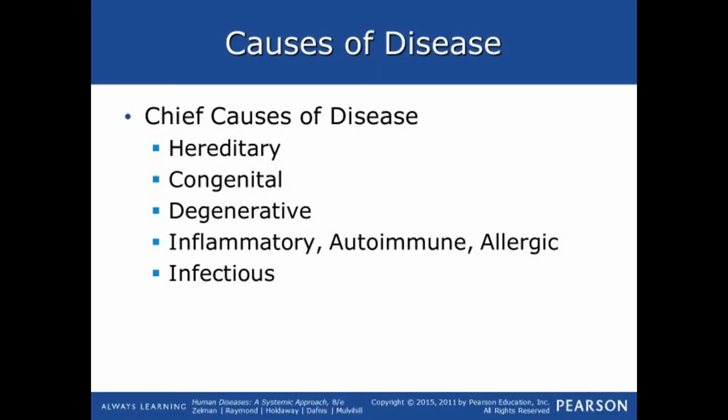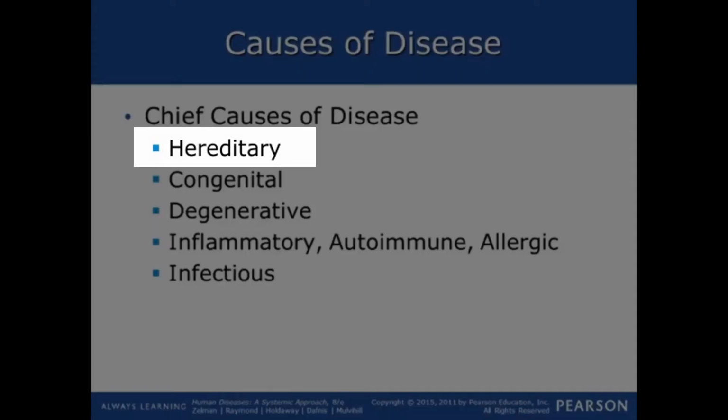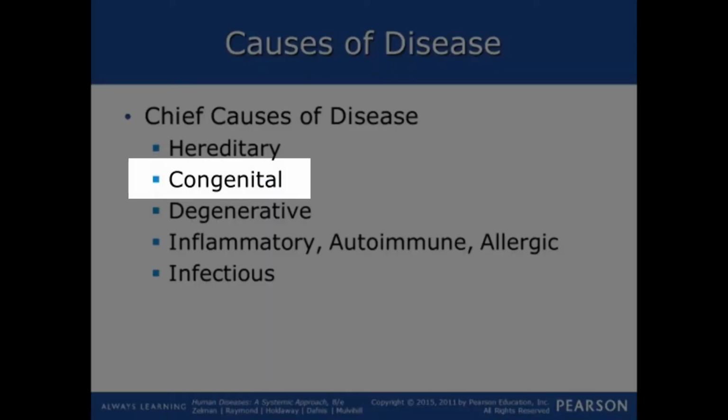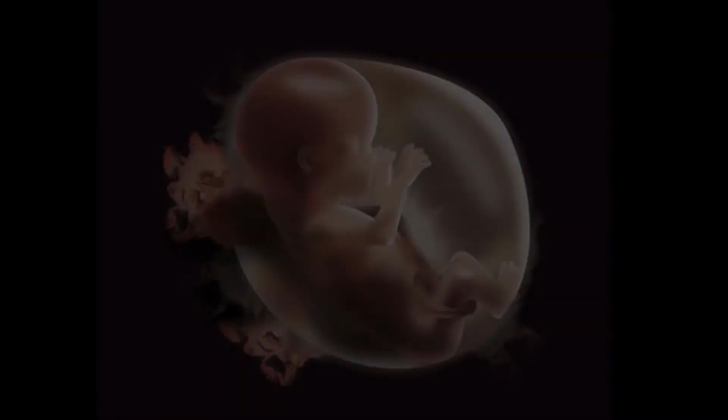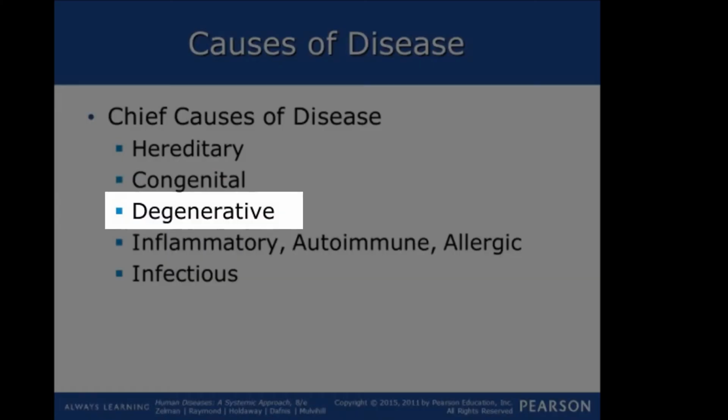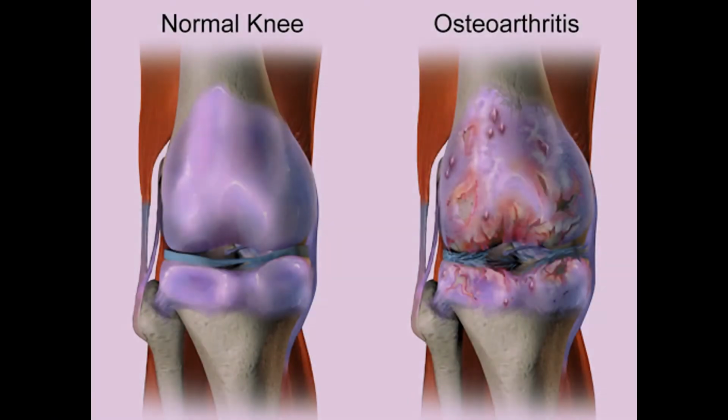So these are some classifications for the chief causes of disease. So this is how we classify various causes of disease. So pretty straightforward here. Hereditary just means the cause of the disease is an abnormality in genes or chromosomes. Congenital means that the disease is present at birth, which could mean it is hereditary or it was acquired during the development in the uterus. Degenerative means the disease comes from wear and tear over time, something like osteoarthritis, which is just a wear and tear of the cartilage. That's a degenerative disease.